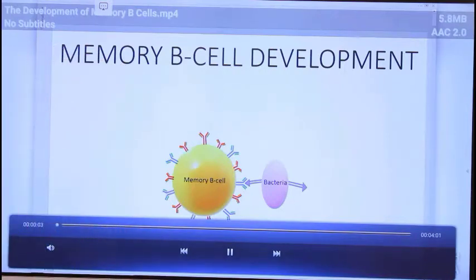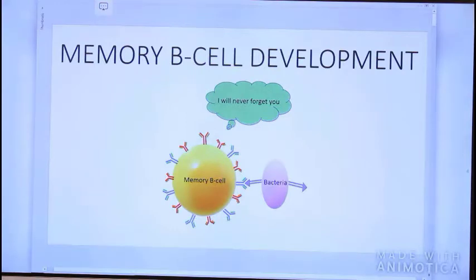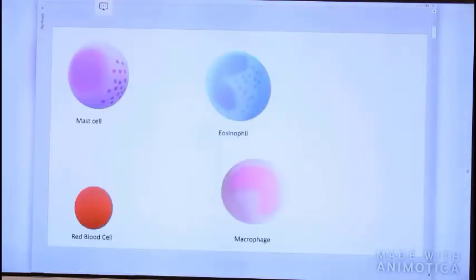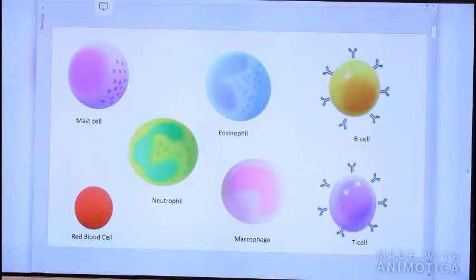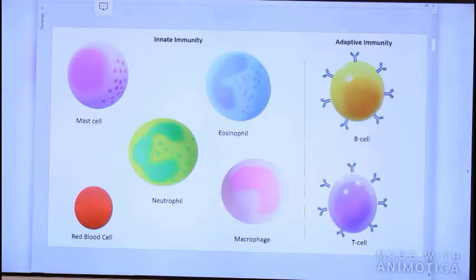Today I would like to introduce to you memory B cells and their development. As you might know, the human body has different immune cells that help us fight infection. These cells belong to the adaptive immunity. They can accurately target antigens and eliminate them from the body.